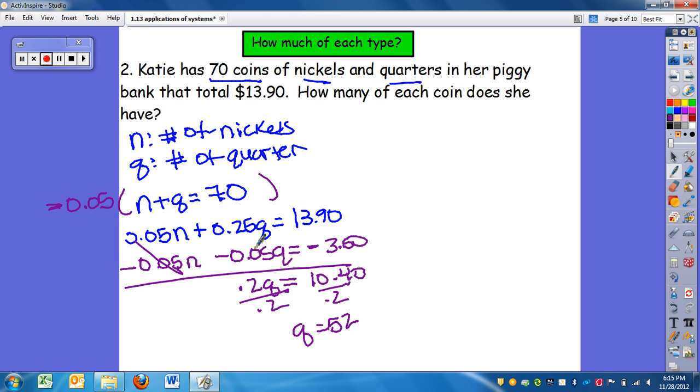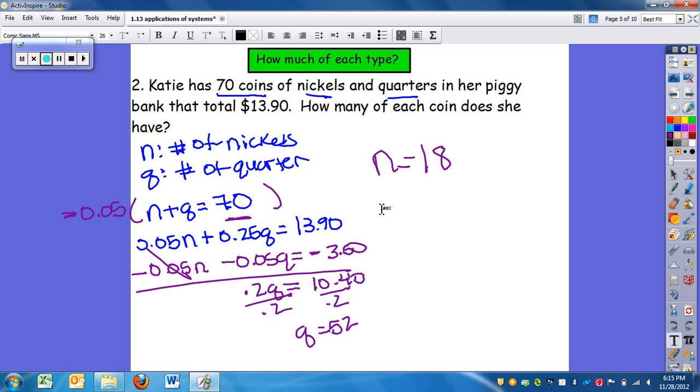Well, if I have 52 quarters and I only have a total of 70, that means my nickels has to be 18. And you can just plug Q back in to figure that out if you couldn't do that in your head. So then my last step, again, is writing a sentence. Katie has 18 nickels and 52 quarters.